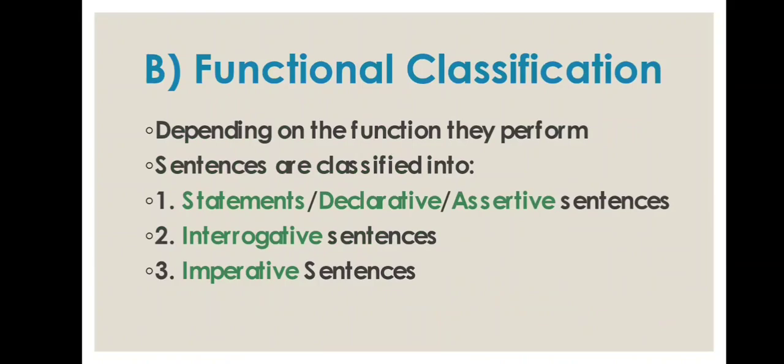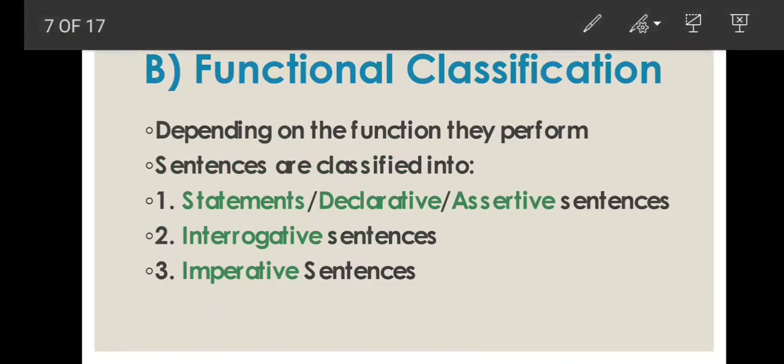Now see, the second main type of classification of sentences is functional classification. Depending on the function the sentences perform, they are classified into again three groups. First is statements, second interrogative sentences, and third one is imperative sentences. Statements are also known as declarative sentences or assertive sentences. We will see it in somewhat detail.